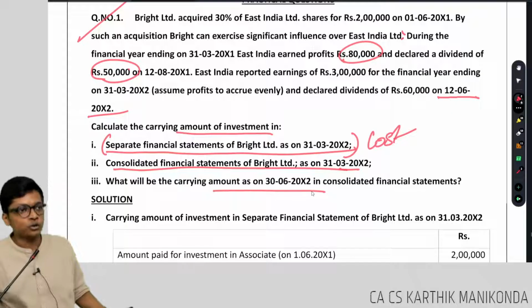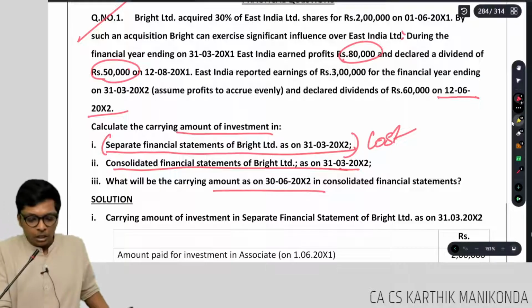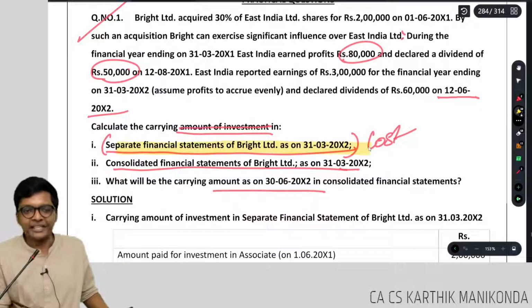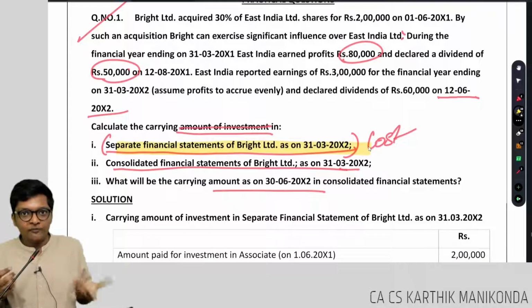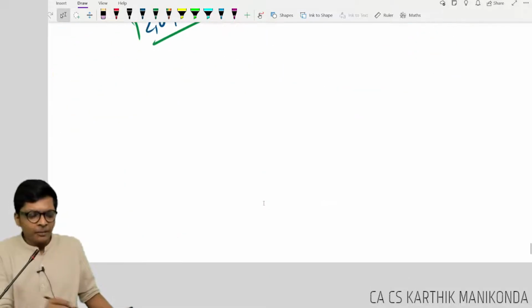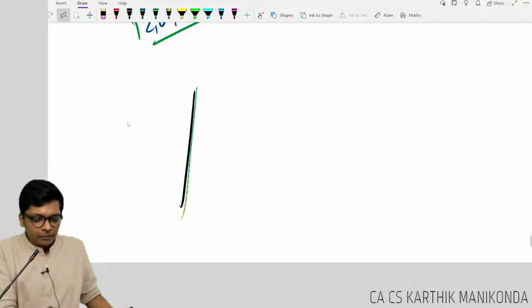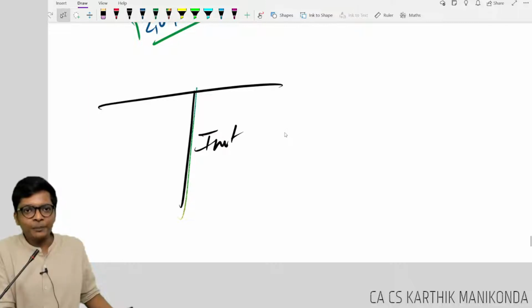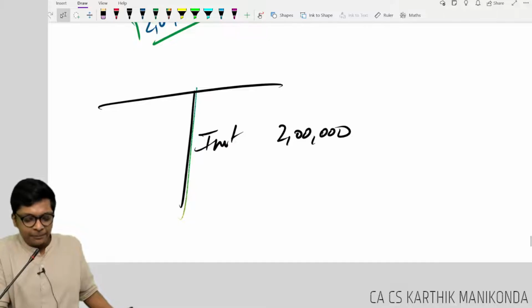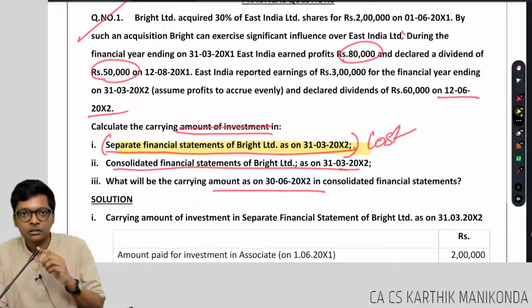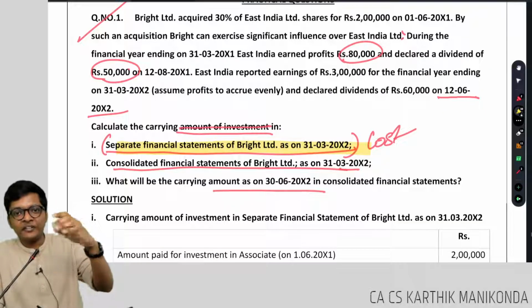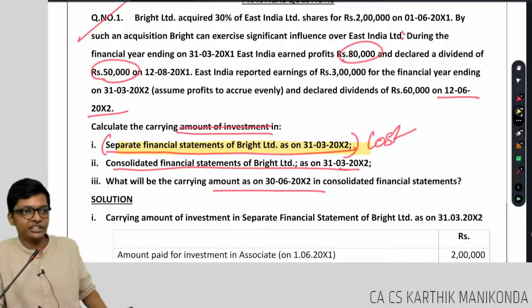2 times you have to compute. First, what is the carrying amount of investments in separate financial statements? That means before consolidation. Before consolidation, my investments will be at what price, guys? Whatever you paid, how much? 2 lakhs. But 2 lakhs minus pre-acquisition. Correct? Cost of investment means cost of investment minus pre-acquisition.